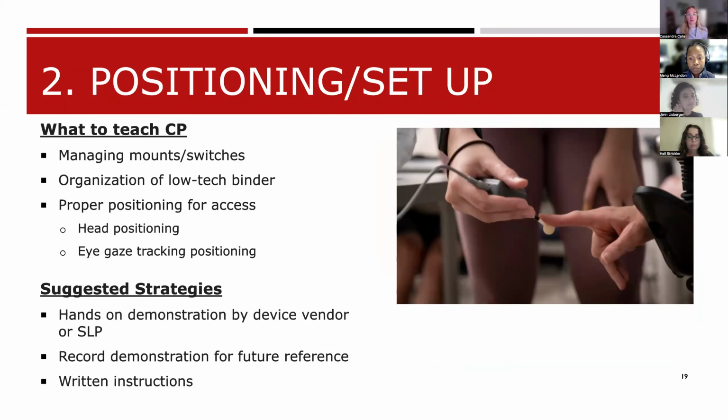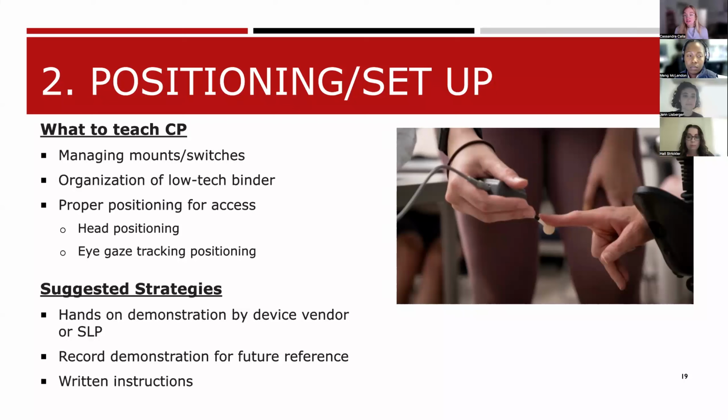Same thing goes for our low-tech folks. If you have a binder of photos and icons, how is that binder organized? If there's icons that need to go on the front of the binder versus inside the binder, does everybody understand how to set that up for the individual? So what are some strategies that we can use to teach communication partners these skills? Well, if somebody has a mounting system, eye gaze, head tracking, a complicated access method, I highly recommend contacting device vendors or the prescribing speech language pathologist for demonstration, hands-on assistance. And then I'd recommend recording that for future reference so that the team can go back and reference that.